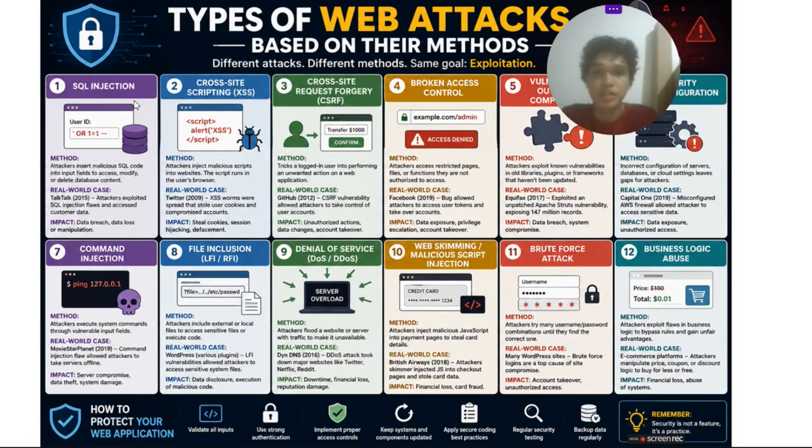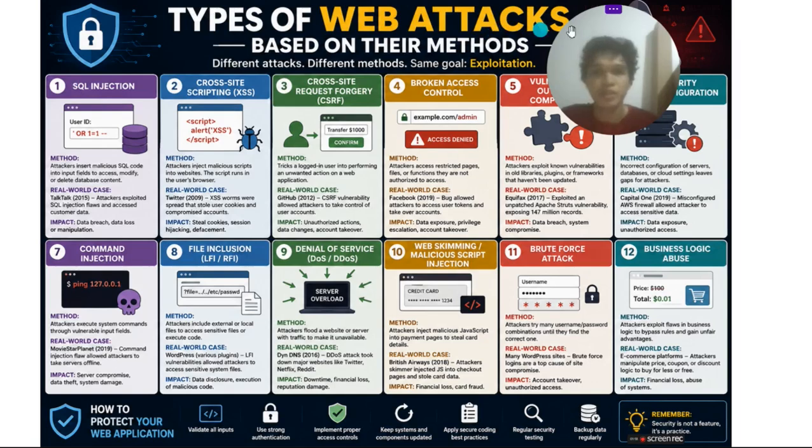The third one is CSRF, or cross-site request forgery. It tricks users into performing an unwanted action on a web application. The real-world case here is GitHub in 2012. The CSRF vulnerability allowed attackers to take control of user accounts.